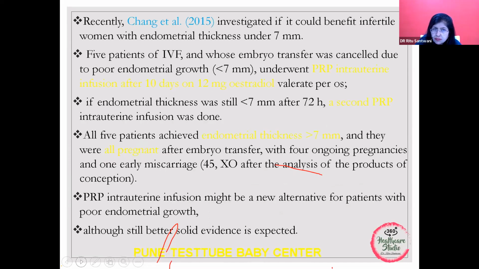So different studies are there. I think you must be getting a lot of backside noise.